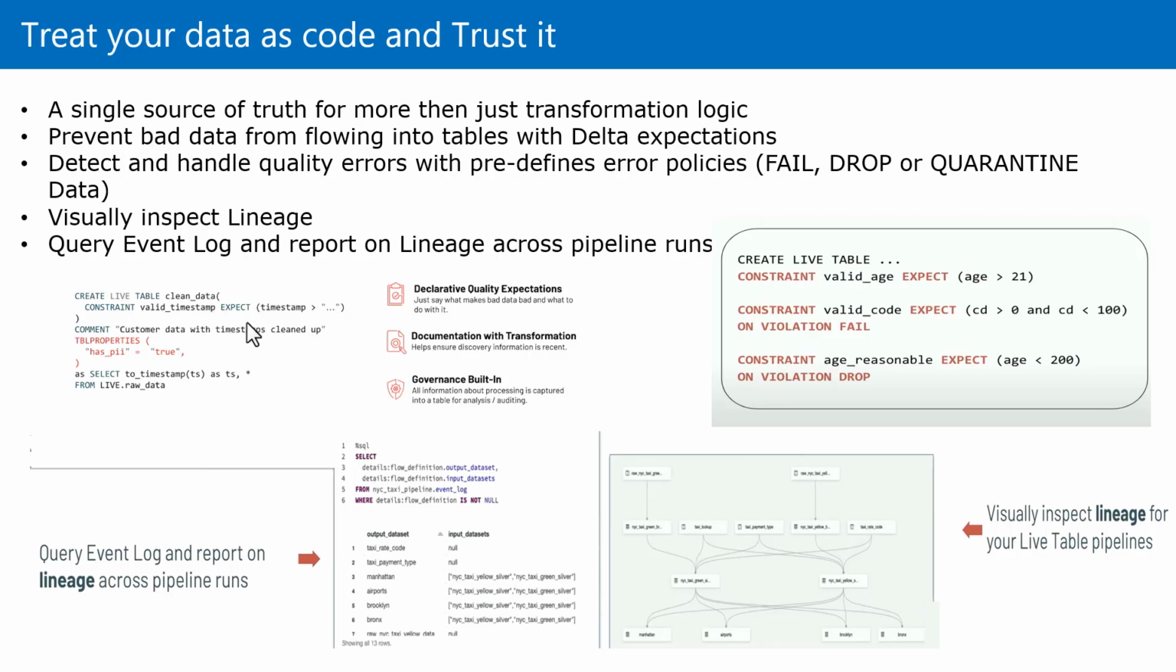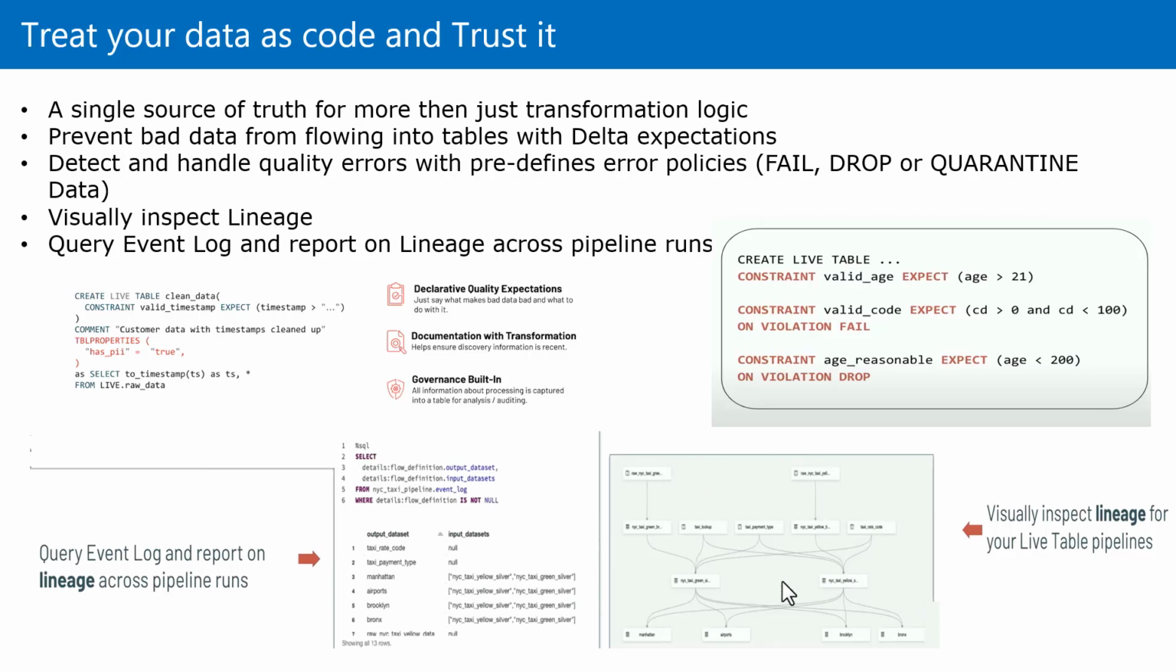It also helps you to detect the errors and then decide what to do when an error is found. Like in this example, if you see, it provides you error handling options. If this error comes, you want to drop that record, fail the complete pipeline, or quarantine this data. So all these options are there.